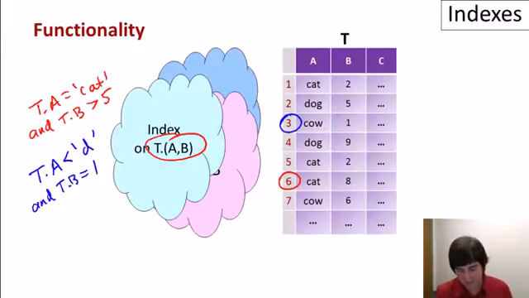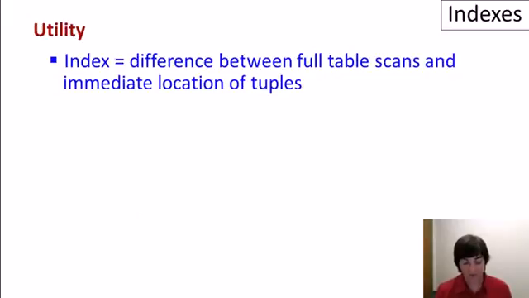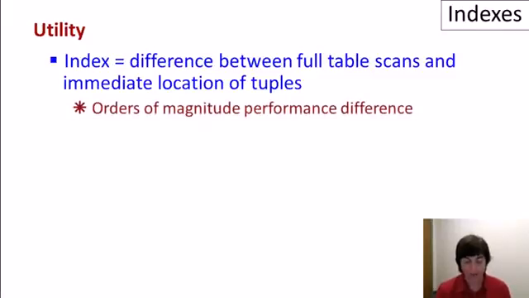So I think this gives an idea with a simple table of how indexes are used to go directly to the tuples that satisfy conditions rather than scanning the entire table. So that's the main utility of an index. Again, tables can be absolutely gigantic in databases, and the difference between scanning an entire table to find the tuples that match a condition and locating the tuples more or less immediately using an index can be orders of magnitude in performance difference. So it really is quite important to take a look at a database and build indexes on those attributes that are going to be used frequently in conditions, especially conditions that are very selective.